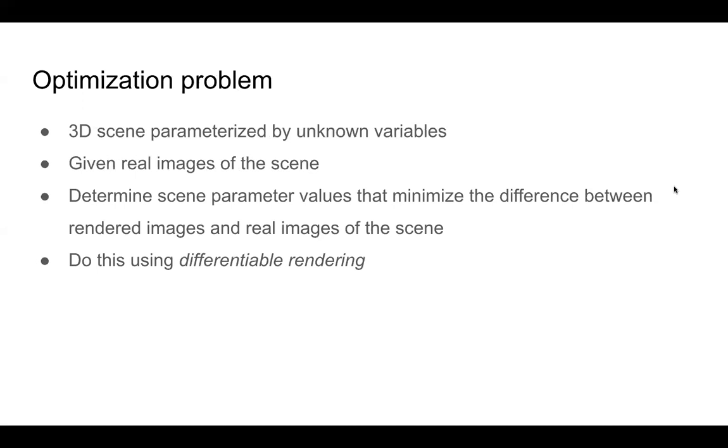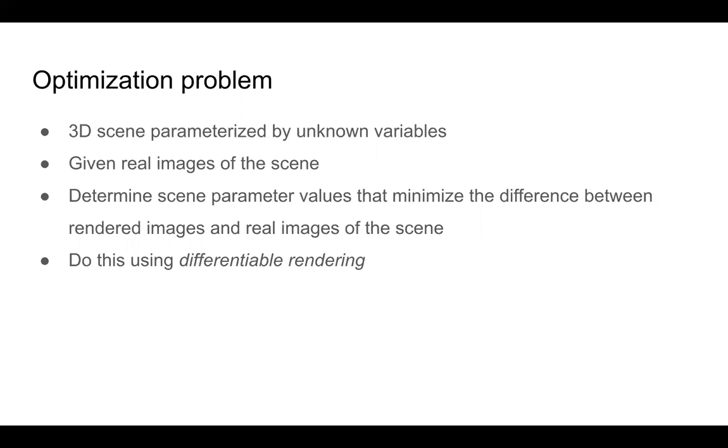Performing inverse rendering involves solving an optimization problem. So suppose we have a 3D scene that is parameterized by a set of unknown variables and that we have calibrated images of the scene. Then we want to optimize the values of the unknown variables such that if we render an estimate of the 3D scene, the difference between our rendered images and the actual images is minimized.